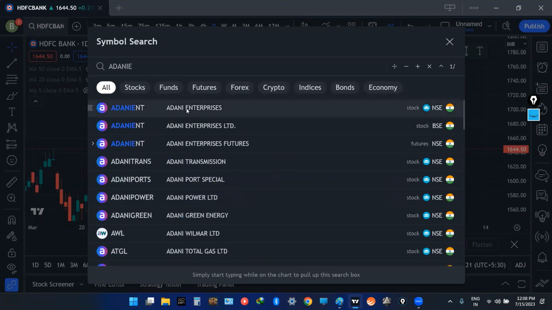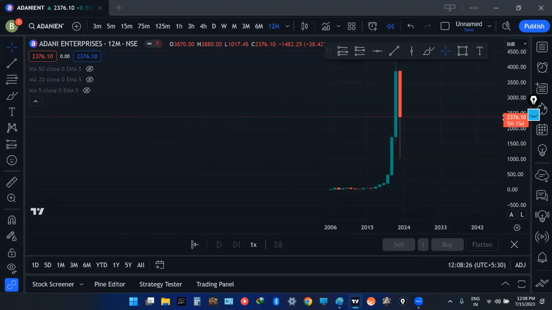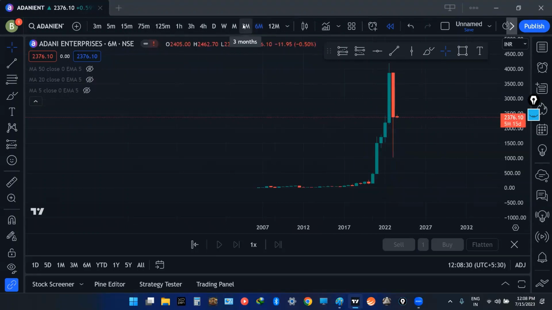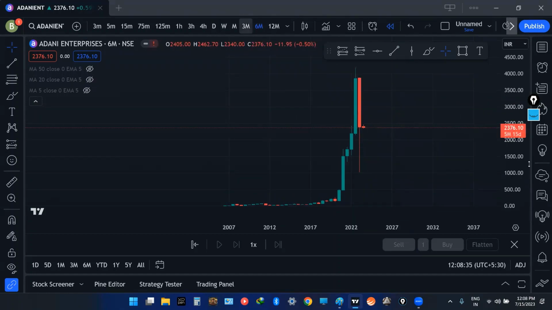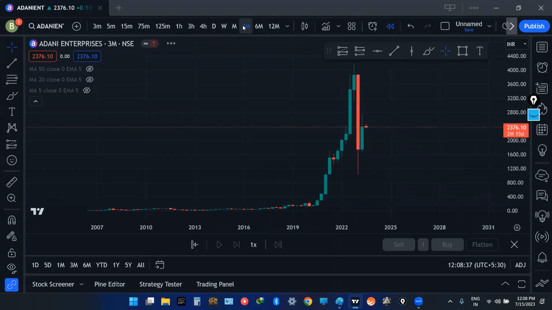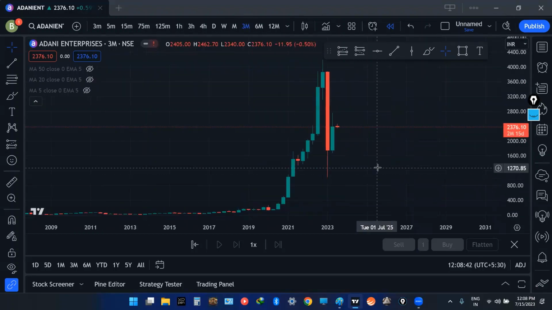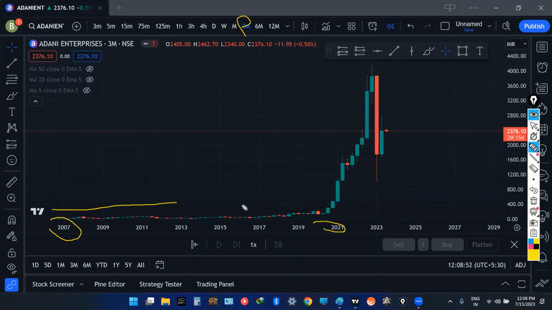Adani Enterprises, right? The crash that happened. I will tell you. So, if you see here, Adani Enterprises, let me go to quarterly also, or maybe monthly also. Okay, quarterly is fine. So these candles are quarterly candles. You see, from 2007 to 2021, for 13 years, there was no movement in the stock.